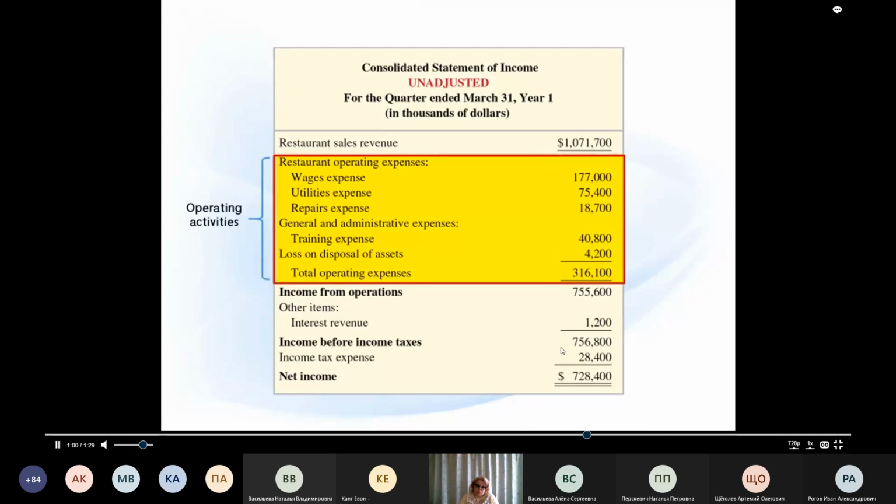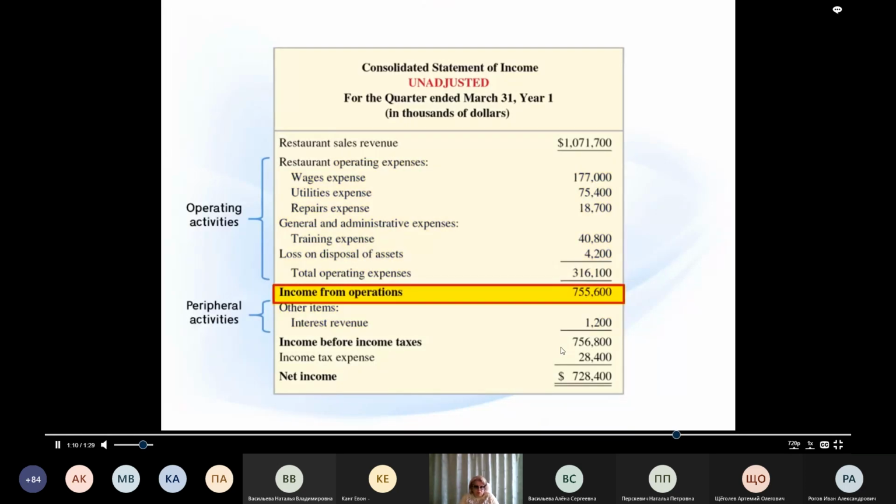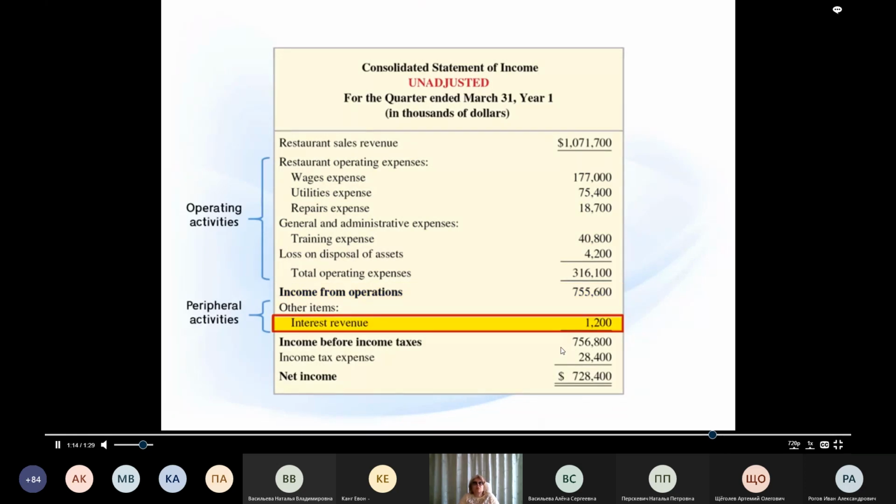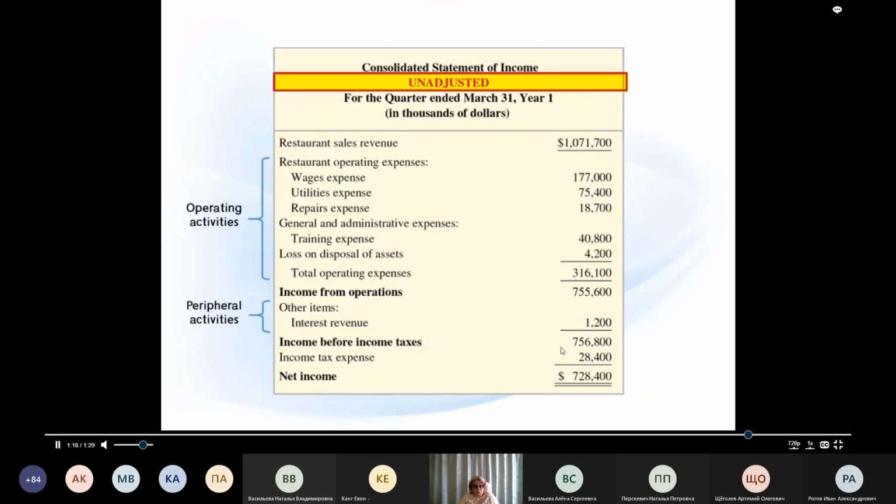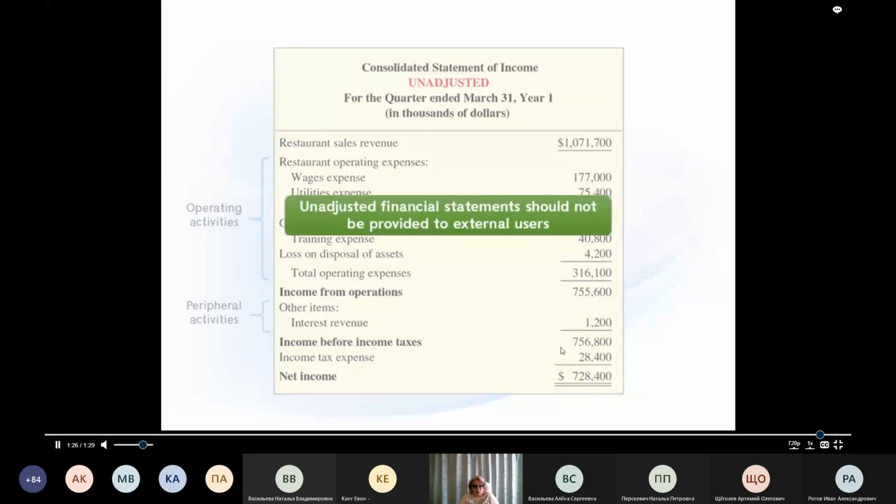If operating activities are distinguished from peripheral activities, as seen in this example, we would refer to the income statement as being classified. The results of operating activities are highlighted by the subtotal income from operations, and other revenues and expenses are listed below that subtotal. At this point, any financial statements prepared from the unadjusted trial balance should be labeled as unadjusted, and those financial statements should not be provided to external users.